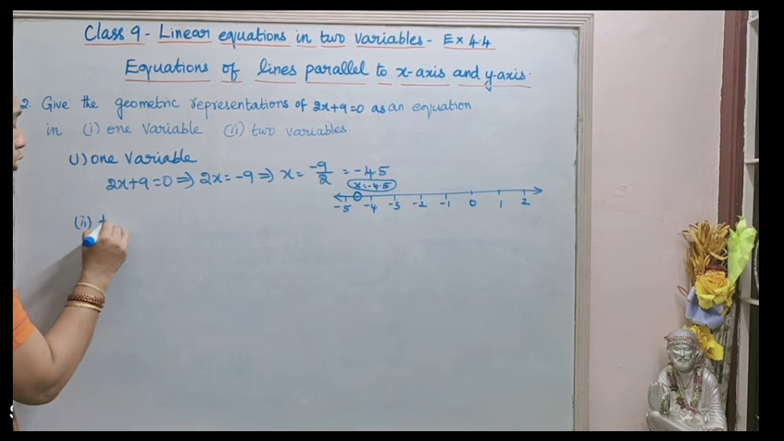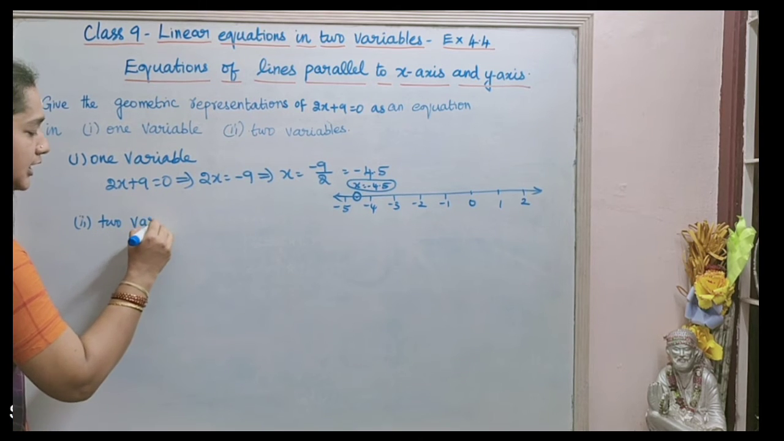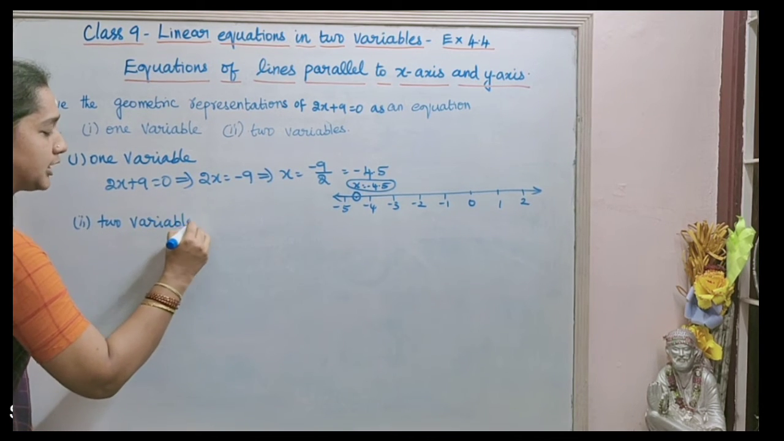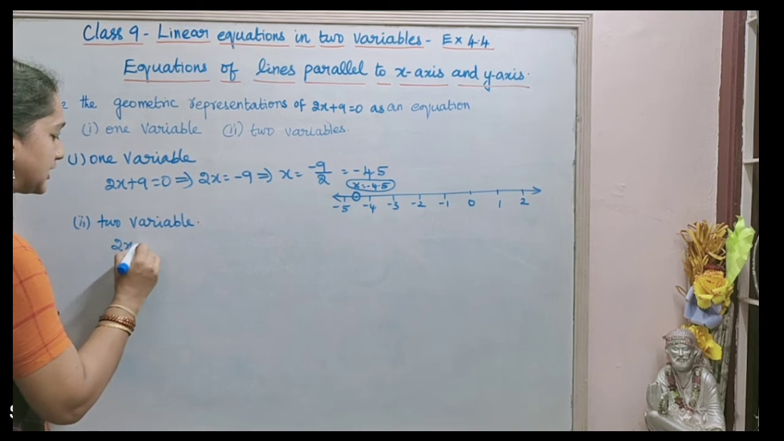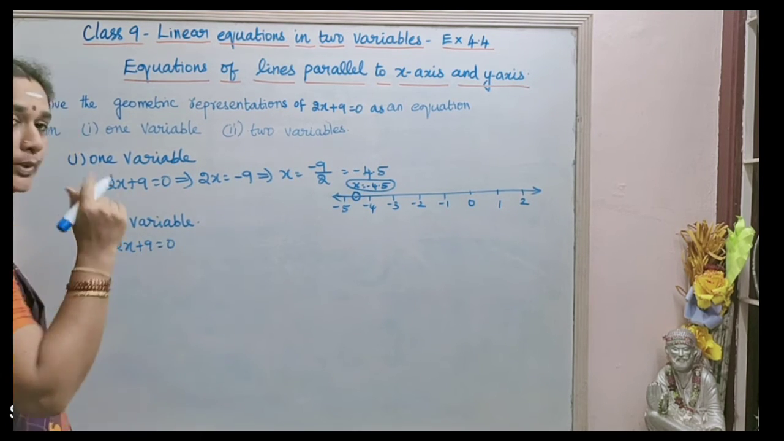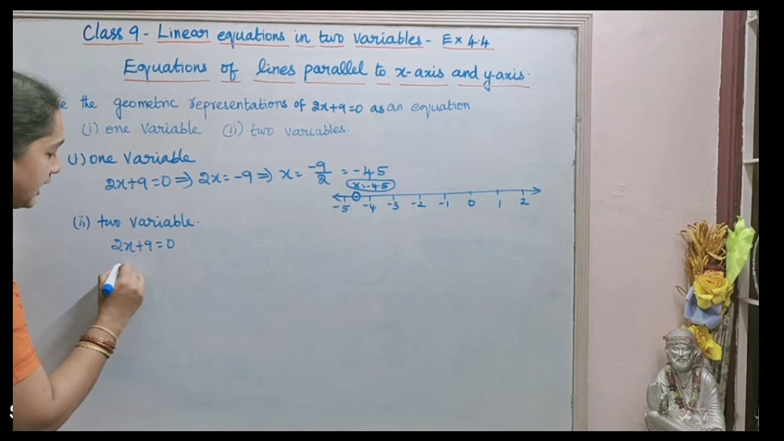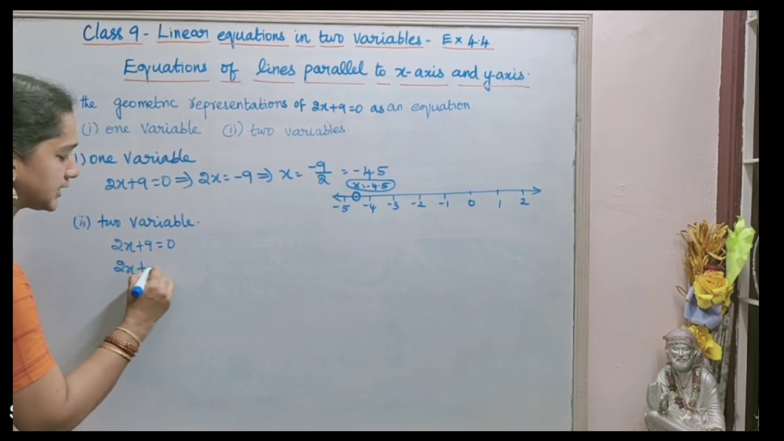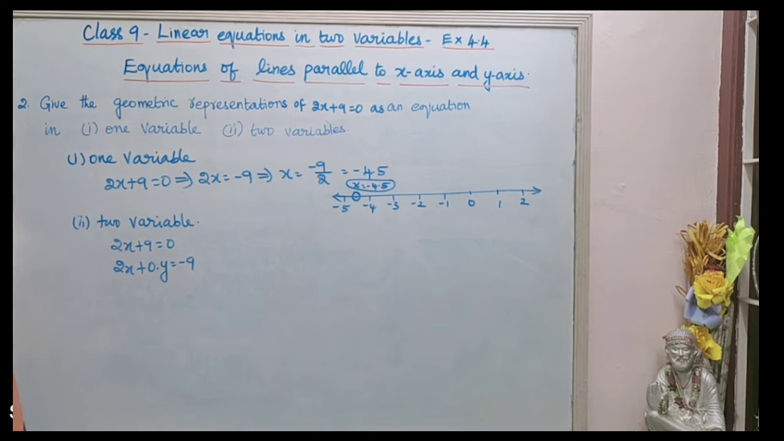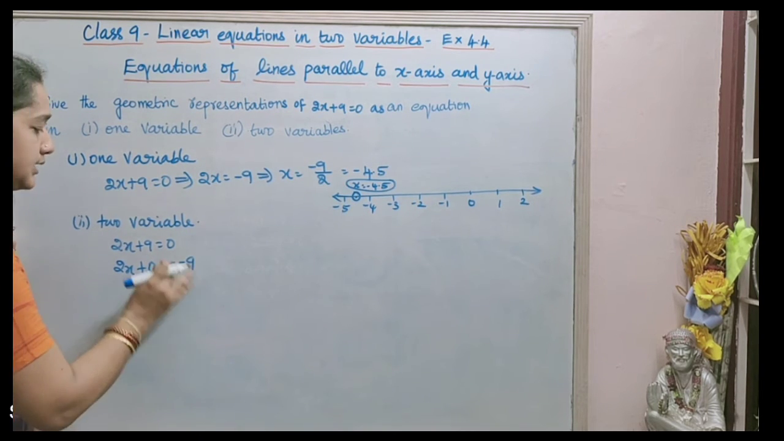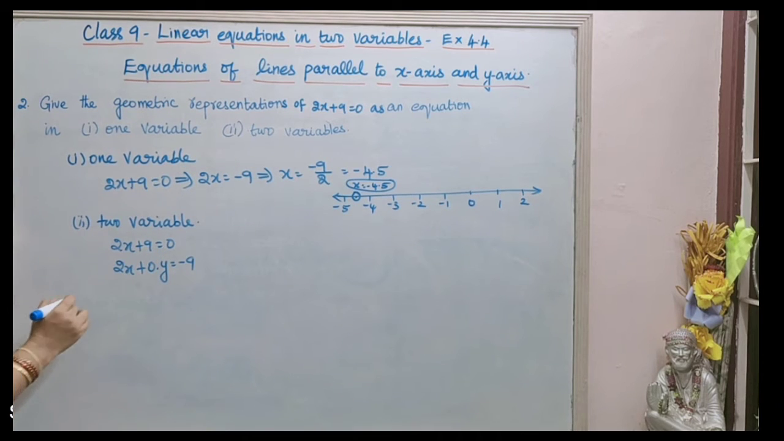Then second one is two variables. Second one, we are asked to do the geometrical representation of 2x plus 9 is equal to 0 in two variables. So, how will we write this? So, 2x plus 0y is equal to minus 9. Okay, 2x plus 0y is equal to minus 9.